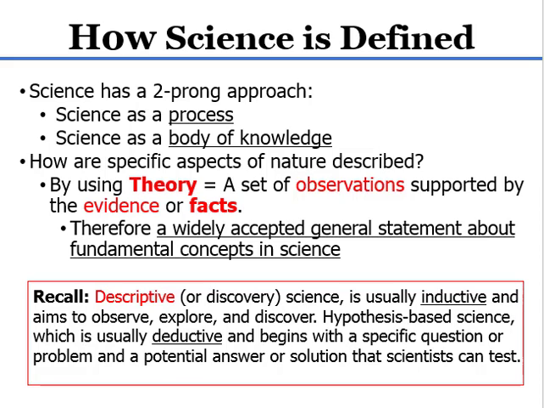What do we mean by science has a two-pronged approach? This is the property that we recognize science as generating scientific evidence using specific predictable processes called the scientific method. Science is also defined as a body of knowledge. When enough data has been generated, a theory can be developed based on a set of observations supported by facts. A theory is a widely accepted general statement about a fundamental concept.